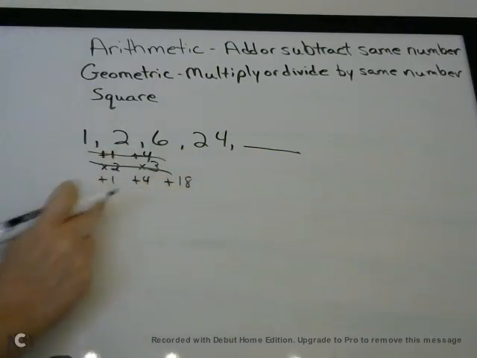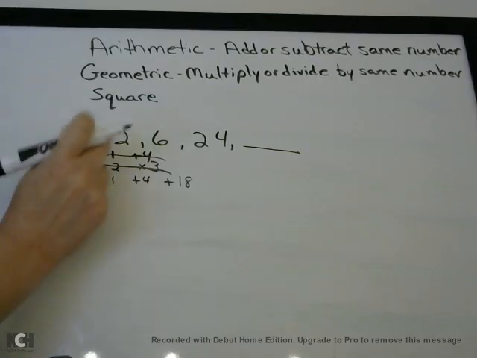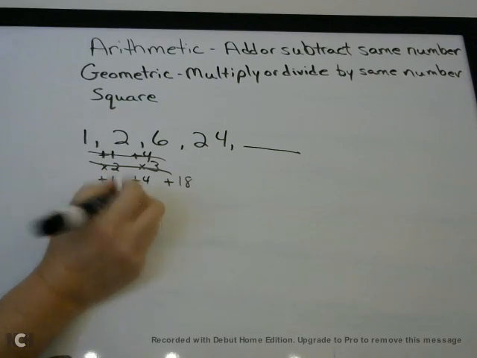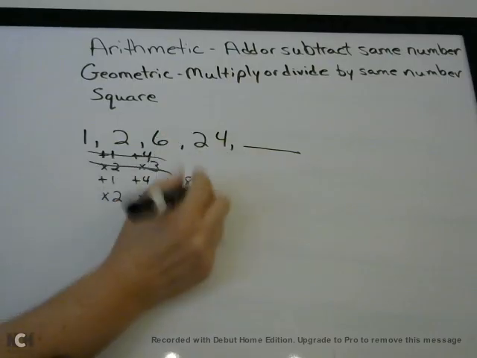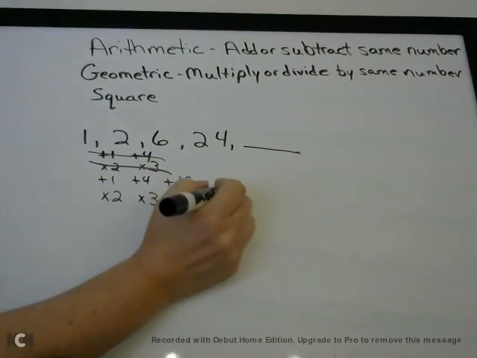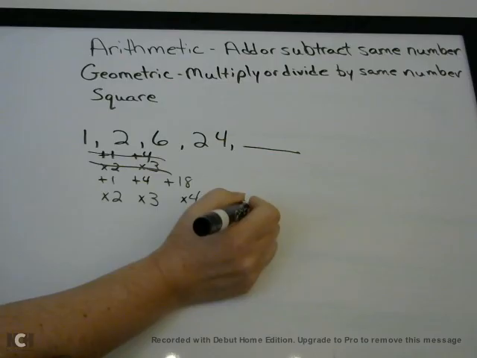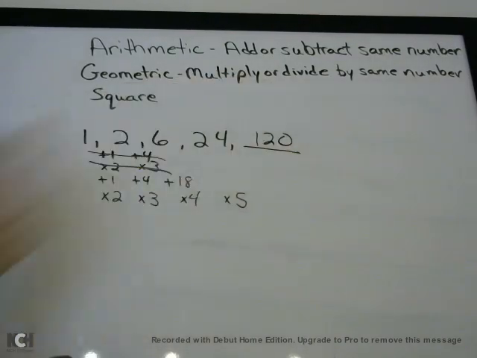That doesn't look like a pattern. It doesn't jump out at me. So instead of addition or subtraction, let's try multiplication or division. To go from 1 to 2, you multiply by 2. To go from 2 to 6, you multiply by 3. To go from 6 to 24, you multiply by 4. Well, that's a pretty identifiable pattern. So to go to the next one, we're going to multiply by 5. And if we multiply by 5, the next one would be 120.